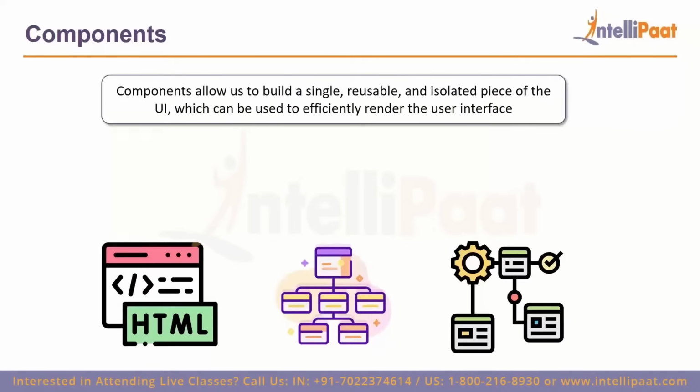So components allow us to build single, reusable, and isolated pieces of UI, which can be used to efficiently render the user interface. If you have components, then you can use simple components to build complicated user interfaces. Because if we have a form that needs to be displayed on the screen, it is built up of very small components such as the text field, a button to submit the data, a button to reset the data inside the form, and many other things. So that's where you can use components. Components are really useful in that regard.